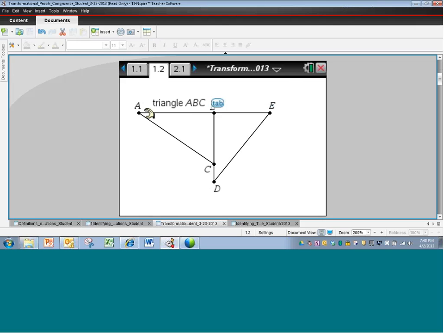Well, let's look at orientation first. A, B, C seems to be oriented in a clockwise rotation. What about D, B, E? Also seems to be clockwise. So we should be looking for a transformation which is direct: translation or rotation.